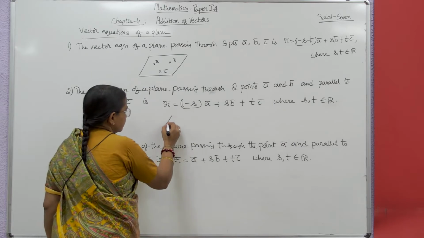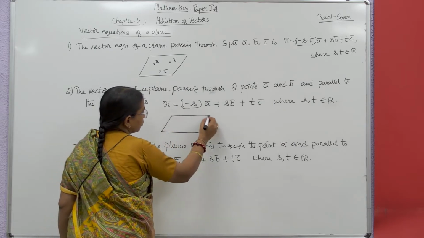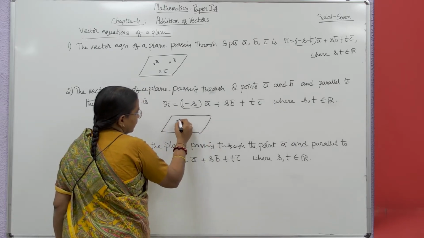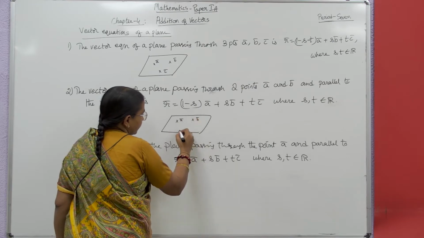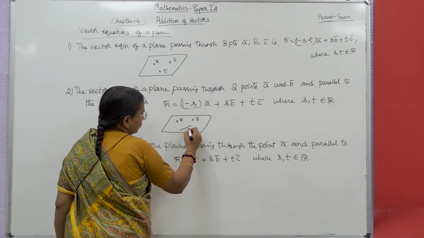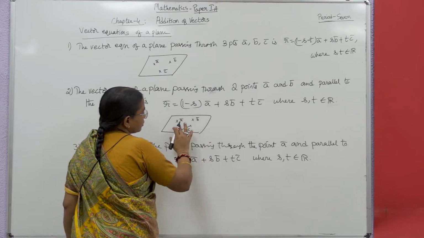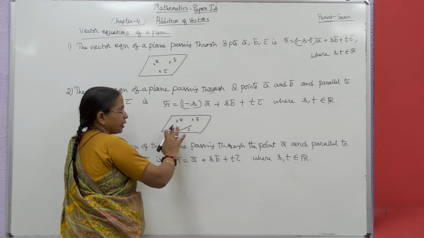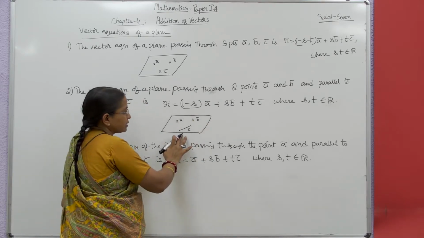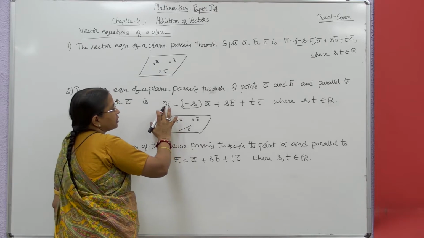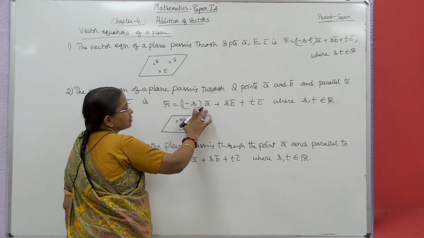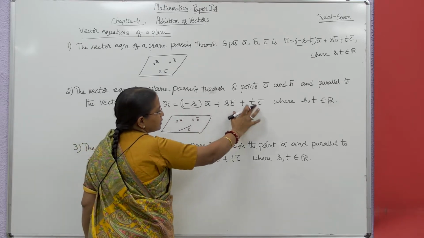Now next, the plane is passing through only 2 points, A and B, and it is parallel to some vector c, only one vector. So the plane is passing through 2 points and parallel to the vector c. In that case, the equation is r = (1 − s)a + sb + tc.